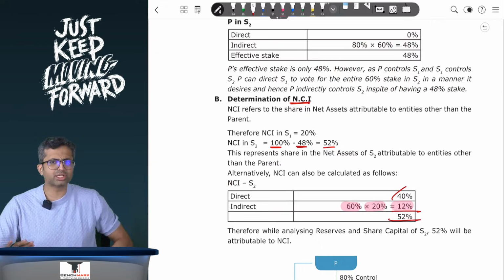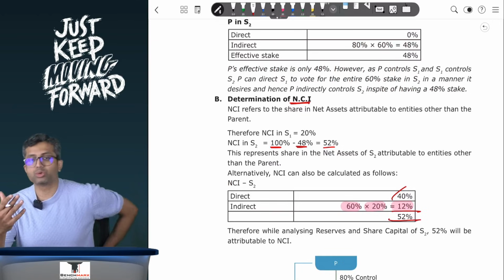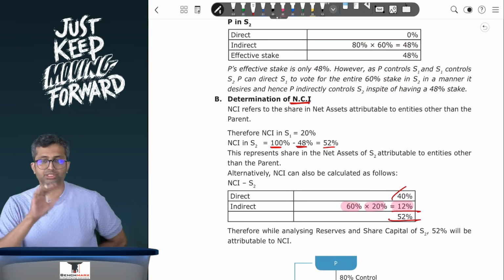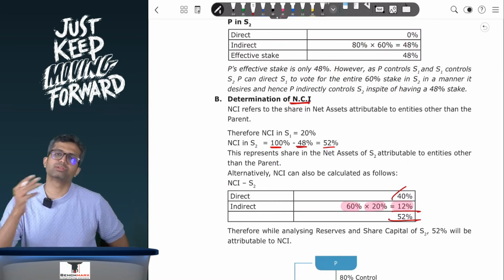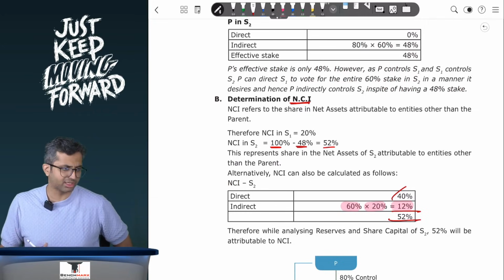So there are two things. First, you will have to figure out whether P controls S2. If it does, you will have to figure out the NCI. NCI is 100 minus P's effective stake. P's effective stake is 80% into 60%, that is equal to 48%. 48% of whatever S2 distributes will reach P. That means the remaining 52 will be lost somewhere, and that will be to an outsider, and hence that is NCI.